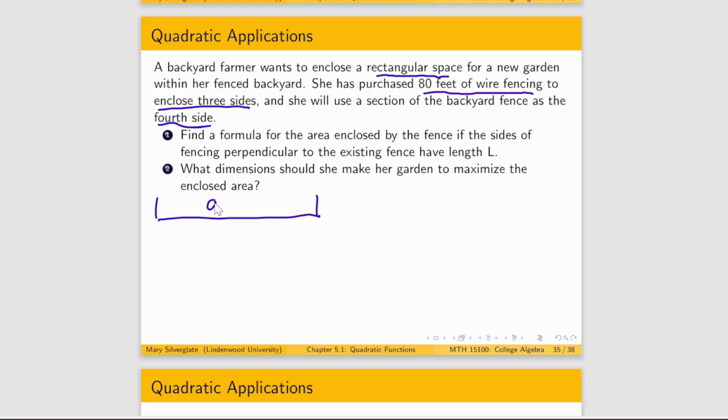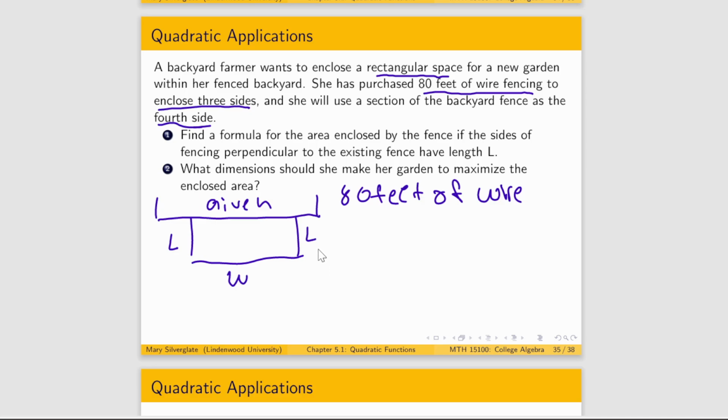We have a side that's given, and then we have 3 additional sides of fencing. And she has 80 feet of wire to use. She has here the fencing perpendicular to the existing fence, so they're labeling this L, and we'll call that a width, I suppose. It says find a formula for the area enclosed by the fence in terms of length L. Well, first of all, if I just wanted to write the area of this rectangle in terms of both W and L, that would be W times L. But I have a problem: I want the area only in terms of L.